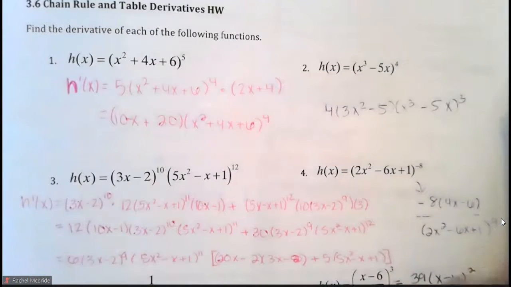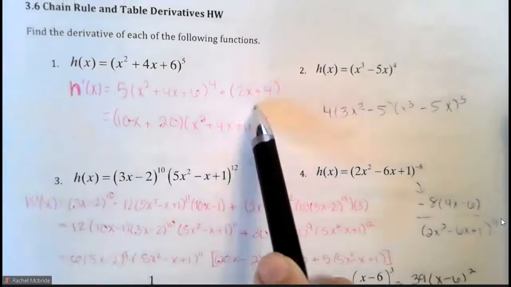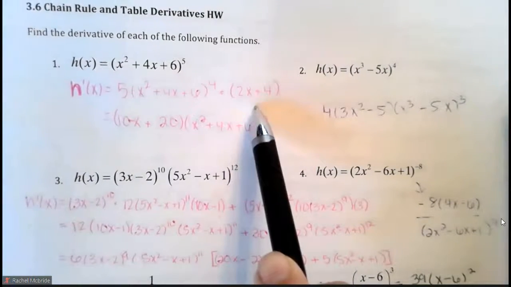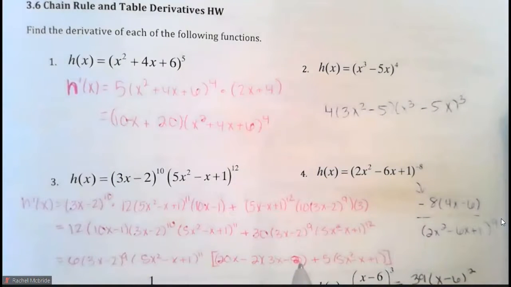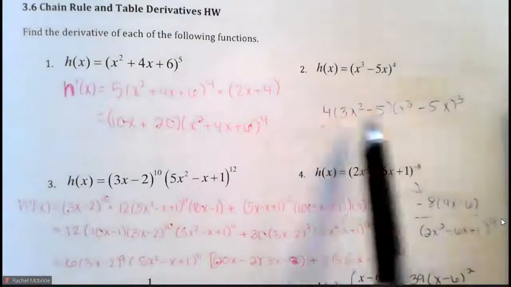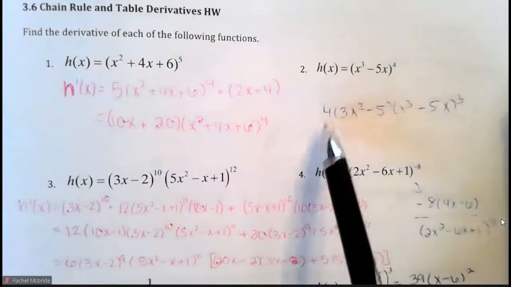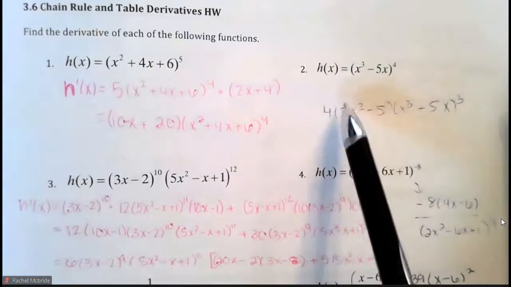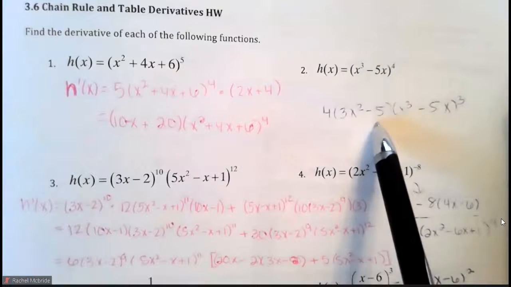So the rule is kind of don't oversimplify. And the second rule is to really watch your parentheses. So here, if you're going to distribute the 5, then you have to make sure you group the 10x and the 20. Over here, in this example, I did not distribute. So what you'll notice is that the 4 stays out in front. You still have to make sure you group together the derivative of the second part.